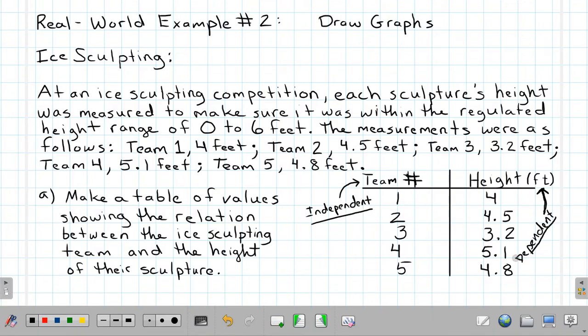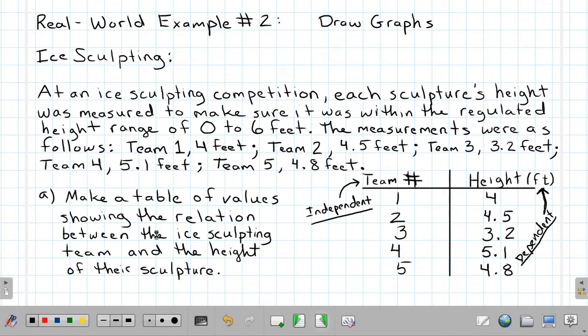Okay. So that's why we have the team number on the left column and the height in the right column. Okay. So that's it. We made the table. So that means team number 1 had a height of 4 feet, team number 2, 4.5, team 3, 3.2, team 4, 5.1, team 5, 4.8.